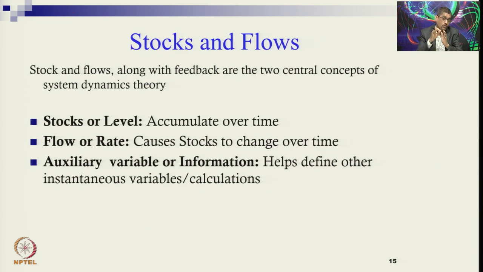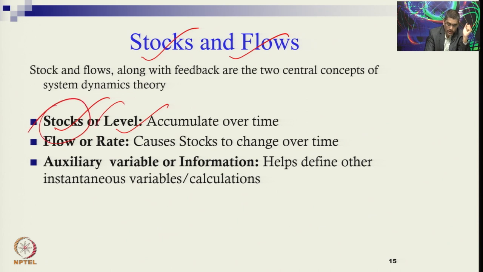Now let us come to the software and how it can be designed. Before we go to the software, let us understand a couple of the basic features that I talked about, how they are named and how they work. Remember the two main parameters, stocks and flows. We are going to enter into the software now. Remember the two most important variables, stock and flow. These are the main parameters. Stock, sometimes people call it stock or level, accumulates over time.